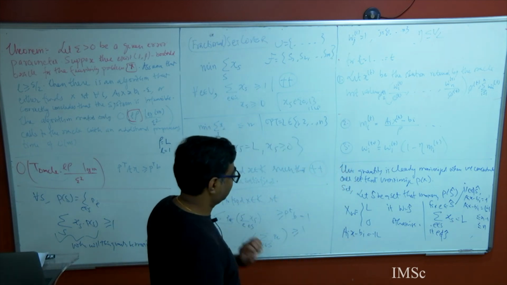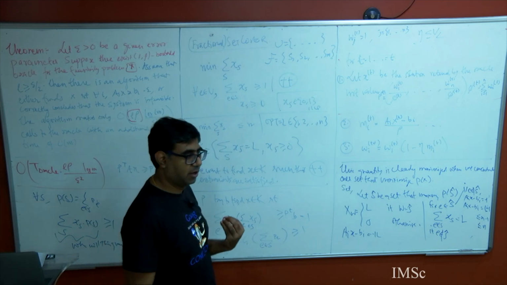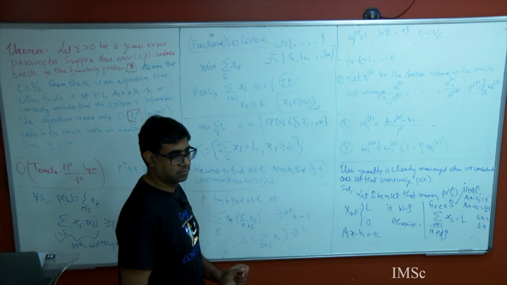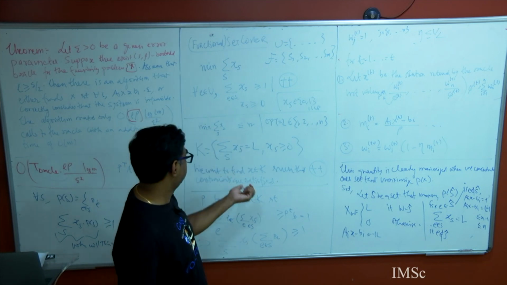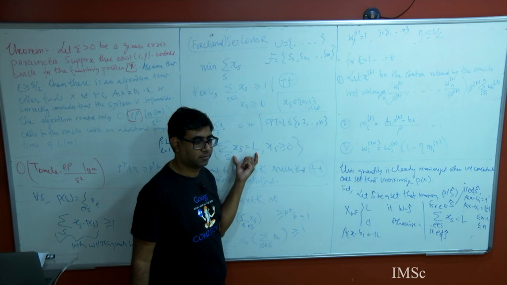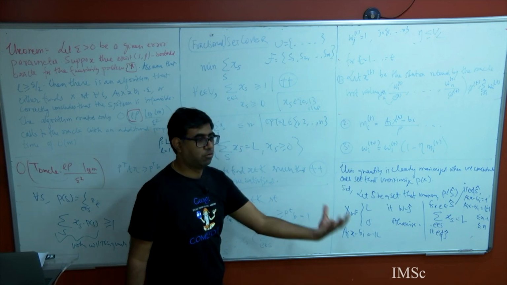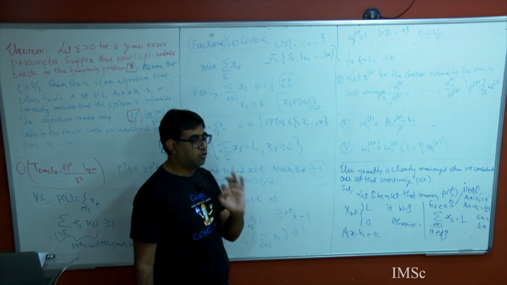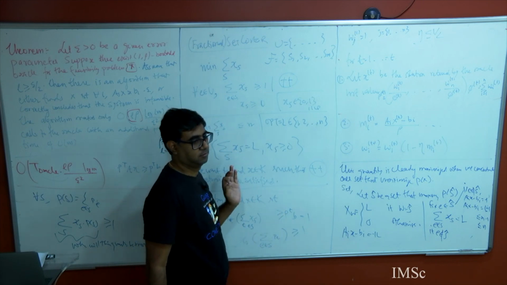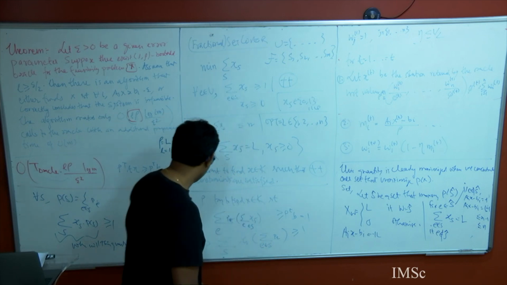Okay, so what does this tell us? This tells us that I can find an LP solution to this, under this constraint, that it is equal to this, but it will not be feasible. My solution will not be feasible. You understand?